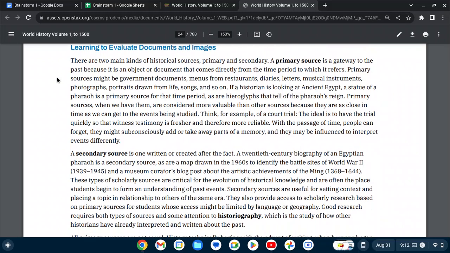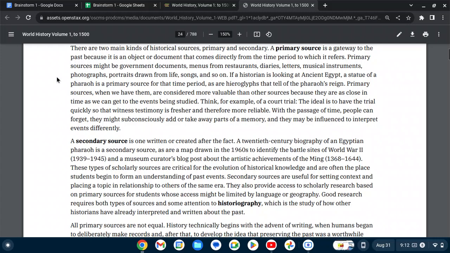Learning to evaluate documents and images. There are two main kinds of historical sources, primary and secondary. A primary source is a gateway to the past because it is an object or document that comes directly from the time period to which it refers. Primary sources might be government documents, menus from restaurants, diaries, letters, musical instruments, photographs, portraits drawn from life, songs, and so on. If a historian is looking at ancient Egypt, a statue of a pharaoh is a primary source for that time period, as are hieroglyphs that tell of the pharaoh's reign.